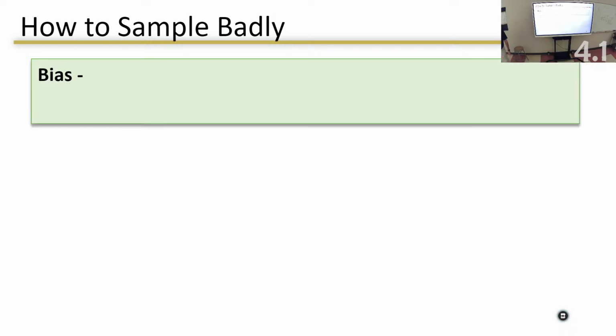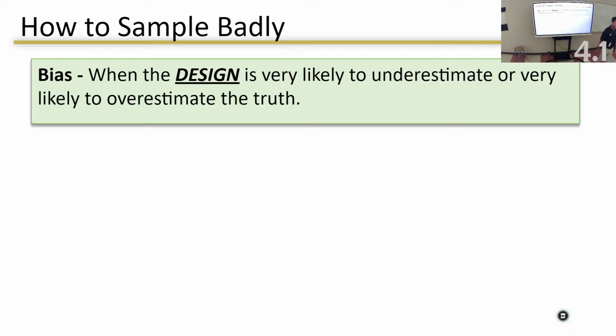So bias, we got to put a definition with this. Bias. Basically that's what it is. It differs from the truth. It's not equal to the truth, what I put up here. The design is how we got the data. That's what it is, the design. That's how we got the data.